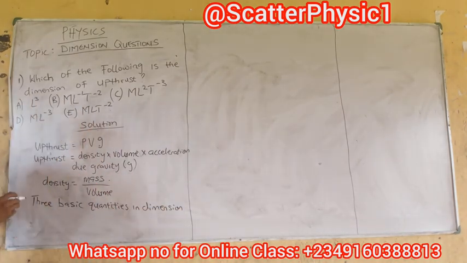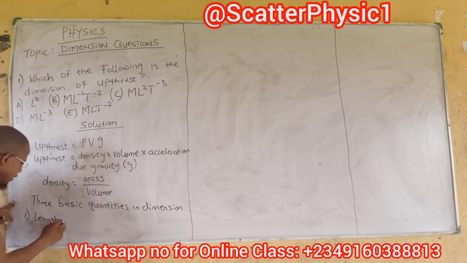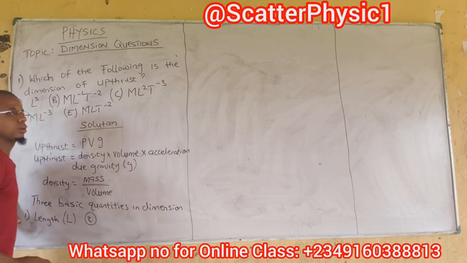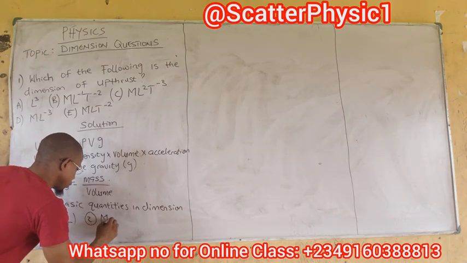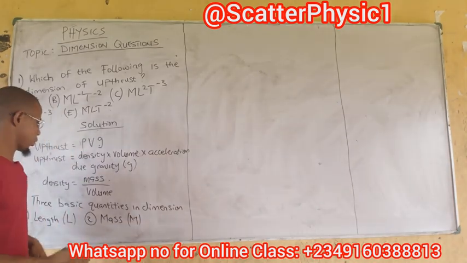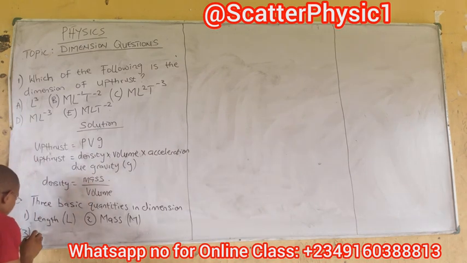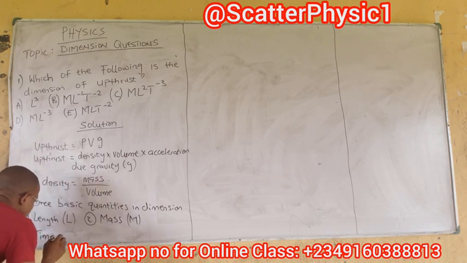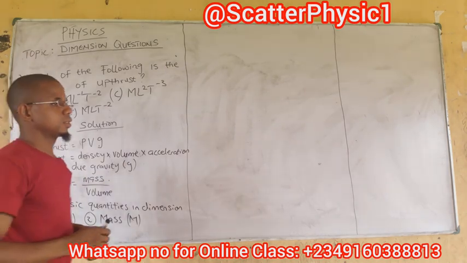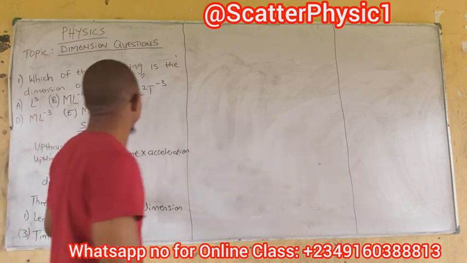Number one is length, which is represented as L. Number two is mass, which is represented as M. And number three is time, which is represented as T. Yes, this is what we have: three basic quantities, length, mass, and time. So let's go straight to getting the density.